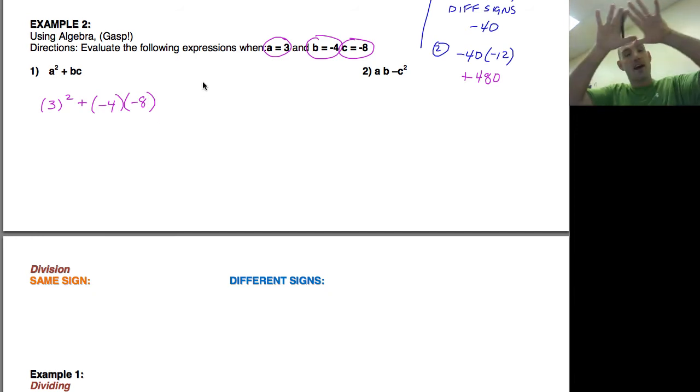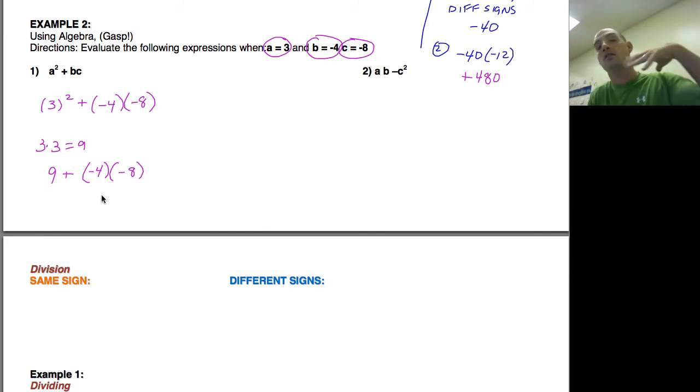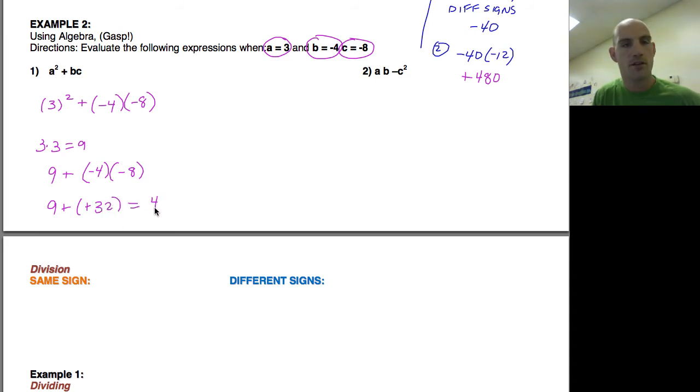Once again, this falls under that umbrella of PEMDAS, of order of operations. And so I need to do my exponents first. Well, 3 squared would be 3 times 3 equals 9. So I have 9 plus negative 4 times negative 8. And now I'm going to do multiplication and division left to right. So I have negative 4 times negative 8. I know that my answer is going to be positive because I have the same sign. So this is going to be 9 plus a positive 32. Well, 9 plus 32 is going to equal 41, and that's my answer.